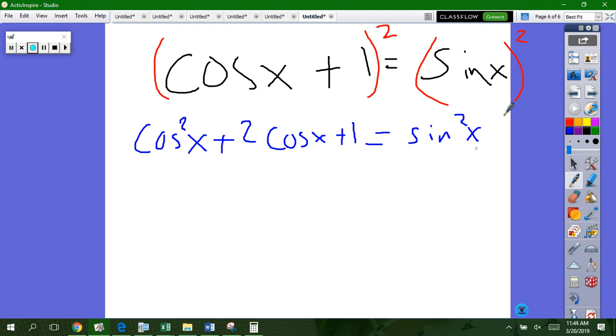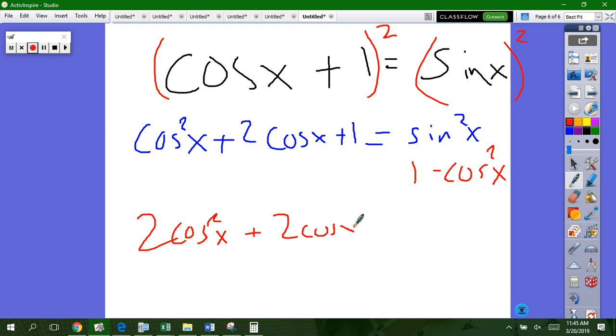Good job. There you go. So I'm going to say, oh, this is 1 minus cosine squared. Now I have everything in terms of cosine, don't I? Okay, so I subtract him or add him over, so I get 2 cosine squared plus 2 cosine x. Now, when I subtract that 1, that cancels out the other one, and I get 0.